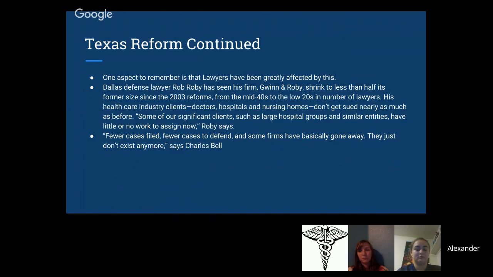So you can see the two aspects of how the reform has shaped Texas in helping the hospitals and lowering premiums for insurance, but it has greatly affected the lawyers in Texas.